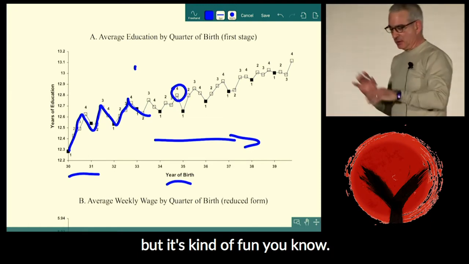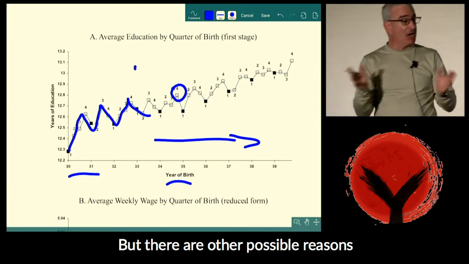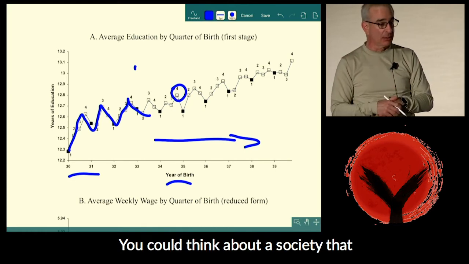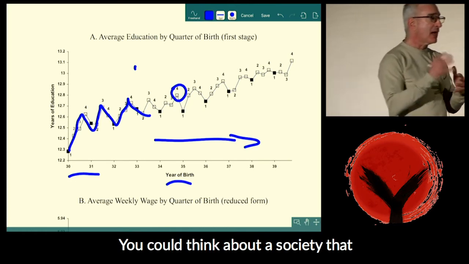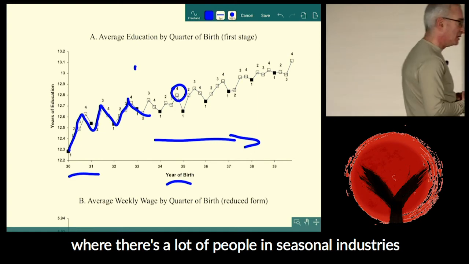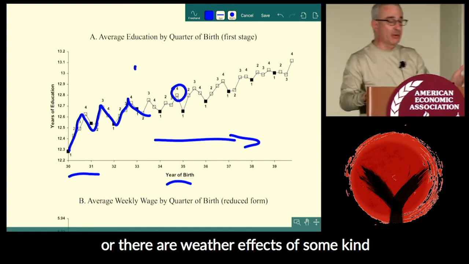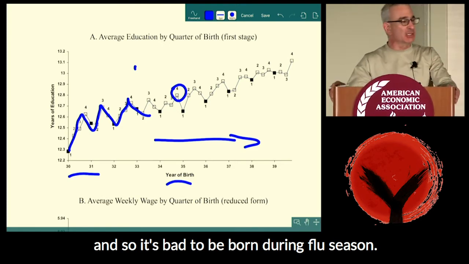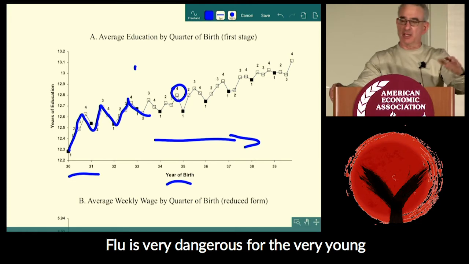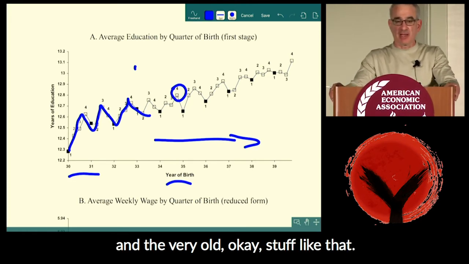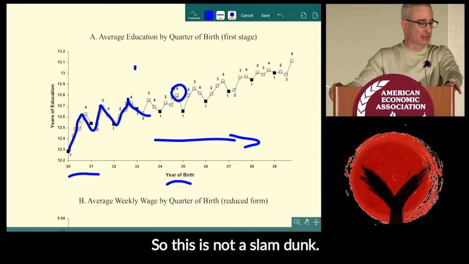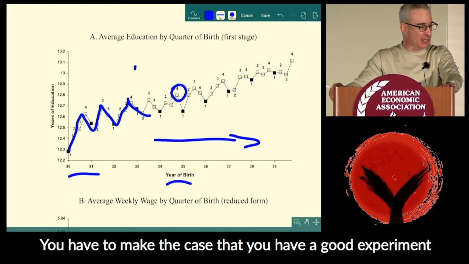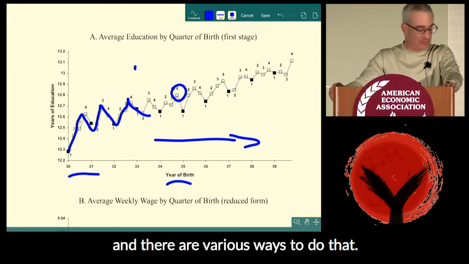But it's kind of fun. But there are other possible reasons why season of birth might matter, or time of the year that you're born. You could think about a society where there's a lot of people in seasonal industries, or there are weather effects of some kind, and so it's bad to be born during flu season. Flu is very dangerous for the very young and the very old. Okay, stuff like that. So this is not a slam dunk. The IV analyst is always on the defensive. You have to make the case that you have a good experiment, and there are various ways to do that.